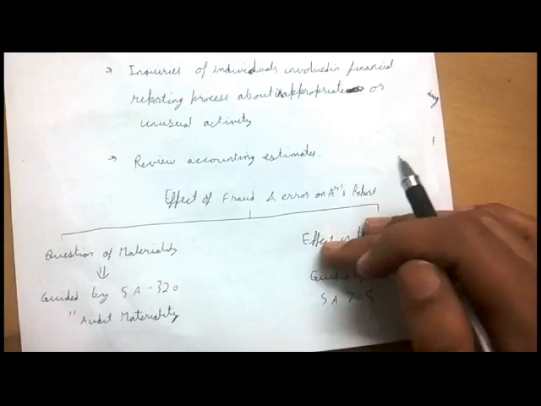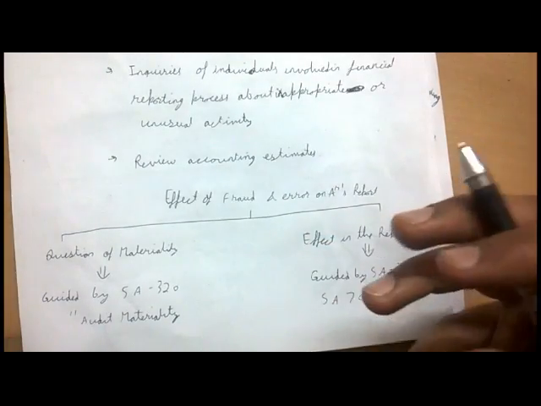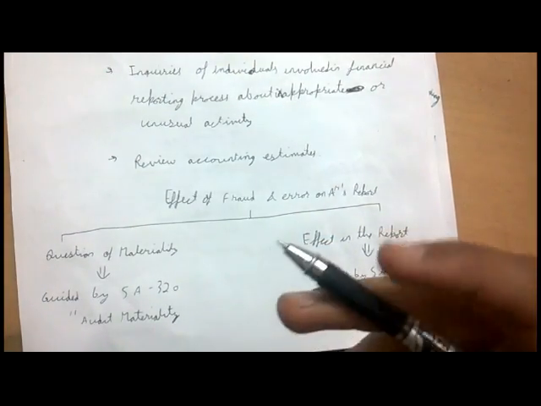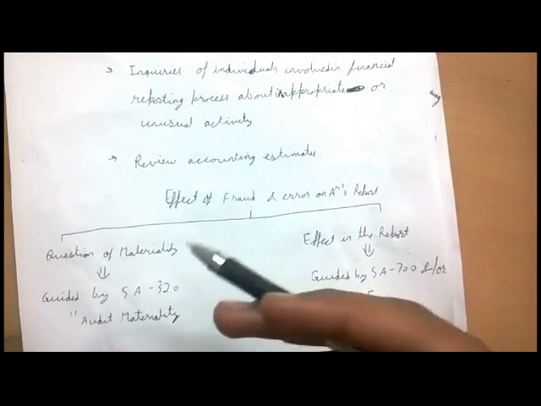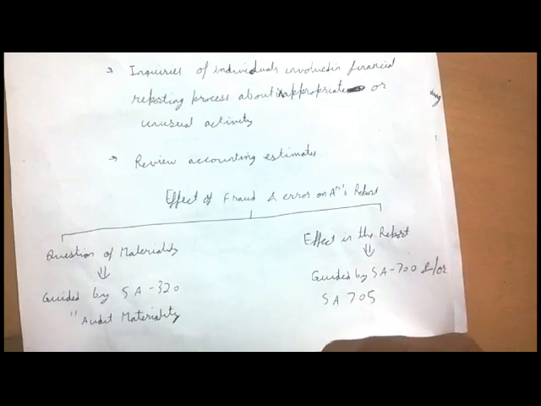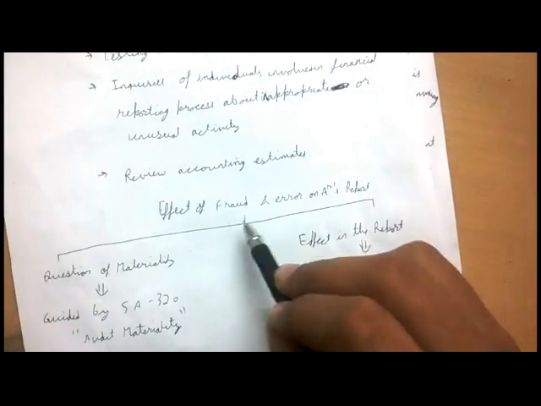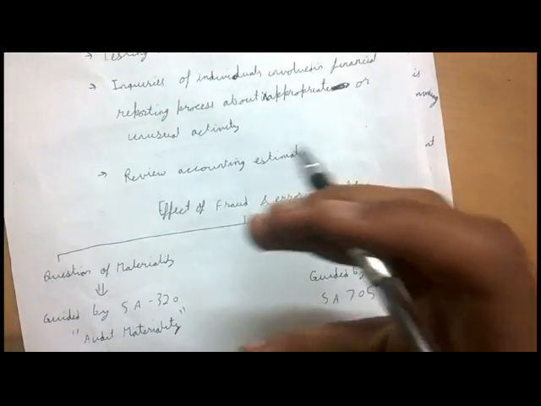Now, when you're considering the effects of frauds and errors, we have two questions. One is the materiality, and the other is the effect on the audit report. Materiality has a separate ISA 320, audit materiality, so you may watch my video on that. When discussing the effects of frauds, we first need to know whether it is material or not, which you will learn through ISA 320.